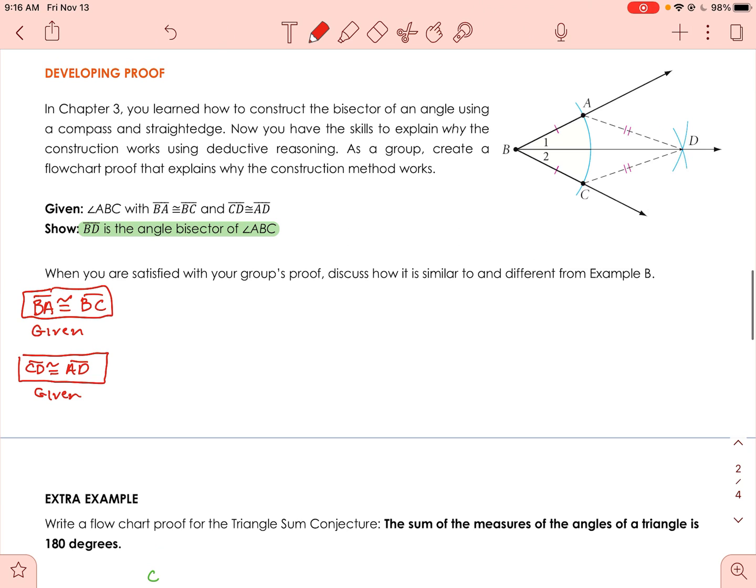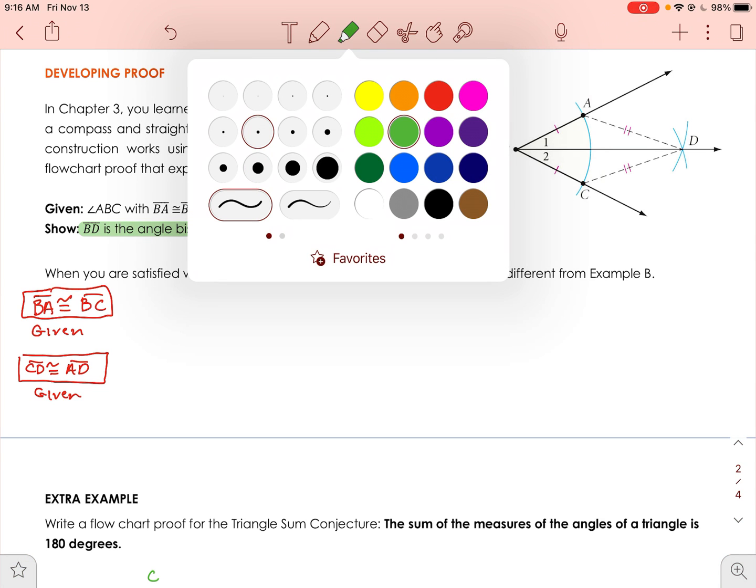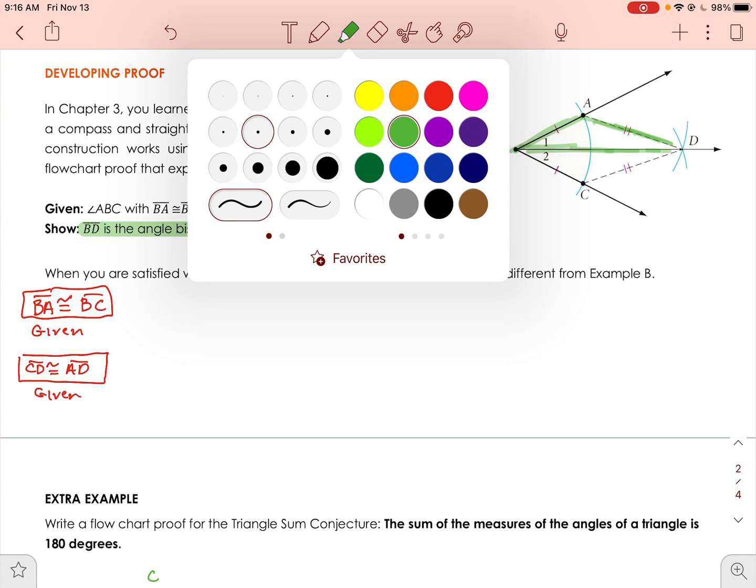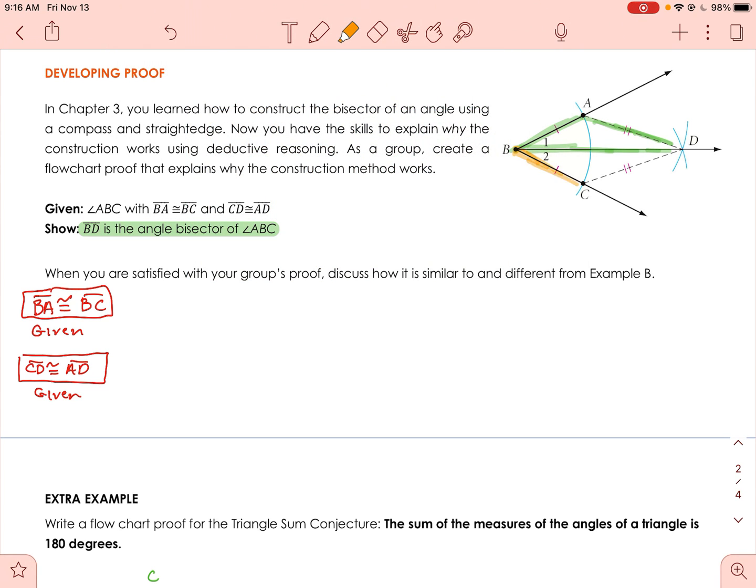Okay? Now, let's take a look at this. This is marked over here. We have BA is congruent to BC. We have CD is congruent to AD. And if you kind of look at it, we have, in a way, two triangles that are being formed over here. We have BAD, and then we have BCD. Okay? Now, if you look at that, is there anything else that we can take away from that?